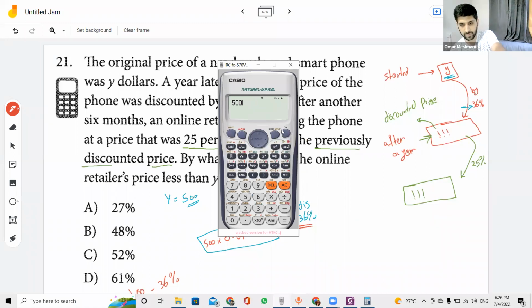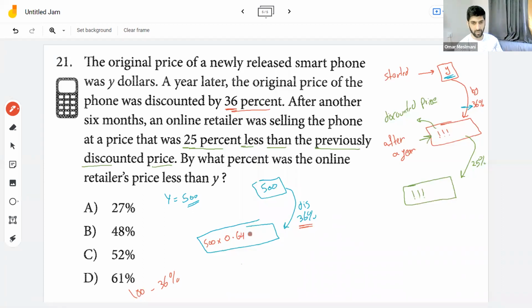Times, not divide, times 0.64. And now what is the answer? I have it to be, what? No, I did divide, that's why. 500 multiplied by 0.64. It's a 320. So now my discounted price is a 320.